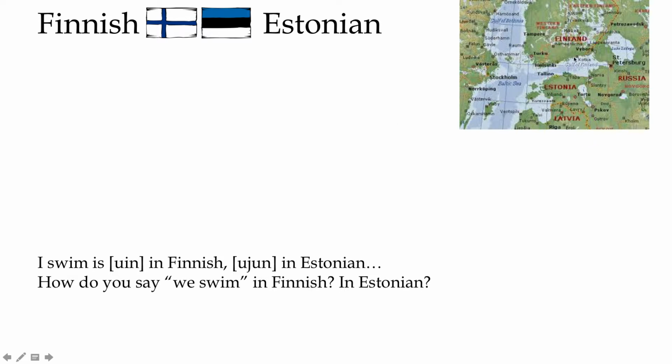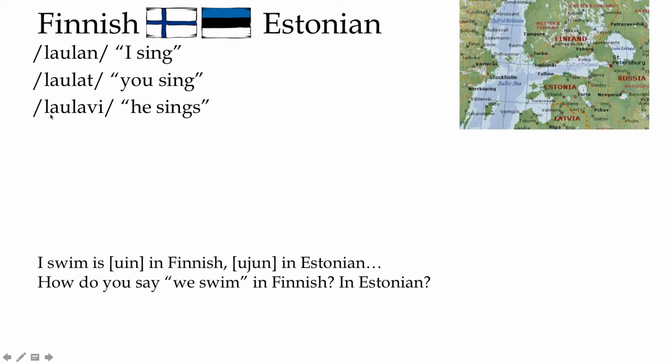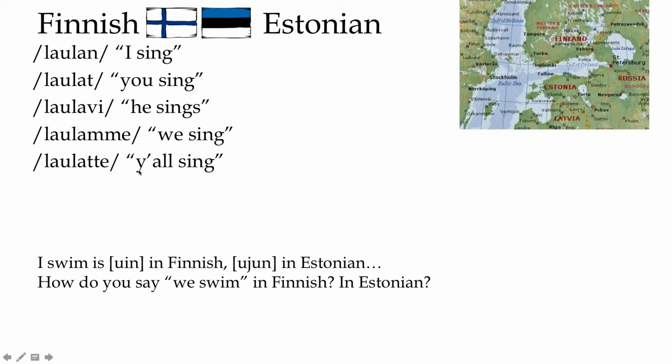So Finland and Estonia are two countries across the Gulf of Finland from each other in Northern Europe, and they speak highly related languages. The conjugation in Finnish for to sing would be laulan, I sing, laulat, you sing, laulavi, he sings, laulamme, we sing, laulatte, y'all sing, and laulavat, they sing. So this is conjugation for person and number. First person singular, second person singular, third person singular, first person plural, second person plural, third person plural.